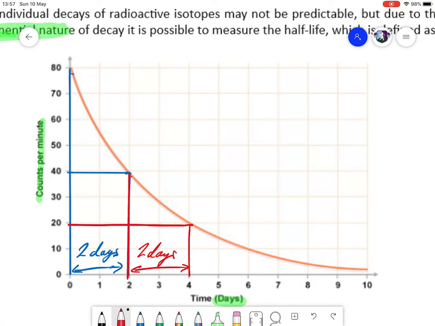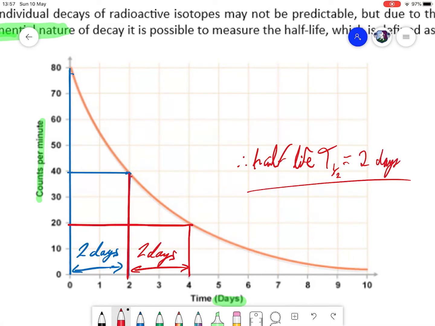Clearly it's 2 days. Now you only ever need to find this twice and find the average of these values. But don't just assume they should be the same. Very often you are actually expected to show the calculation of an average. This is a very simple example here.